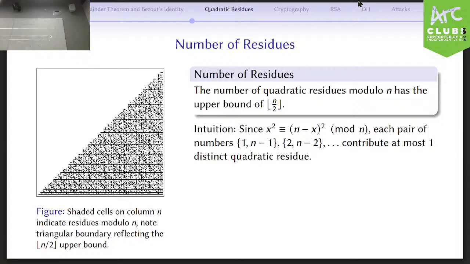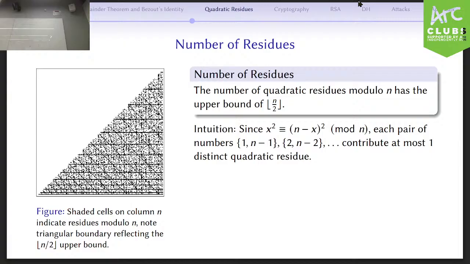Cool. So that's basically saying if you split the numbers into pairs of 1 and n minus 1, 2 and n minus 2, and so on, if one of the numbers in a pair is a quadratic residue, the other one must also be the same. So each pair basically contributes at most 1. So you already have a bound on the number of possible distinct quadratic residues, and that is just the floor of n on 2.